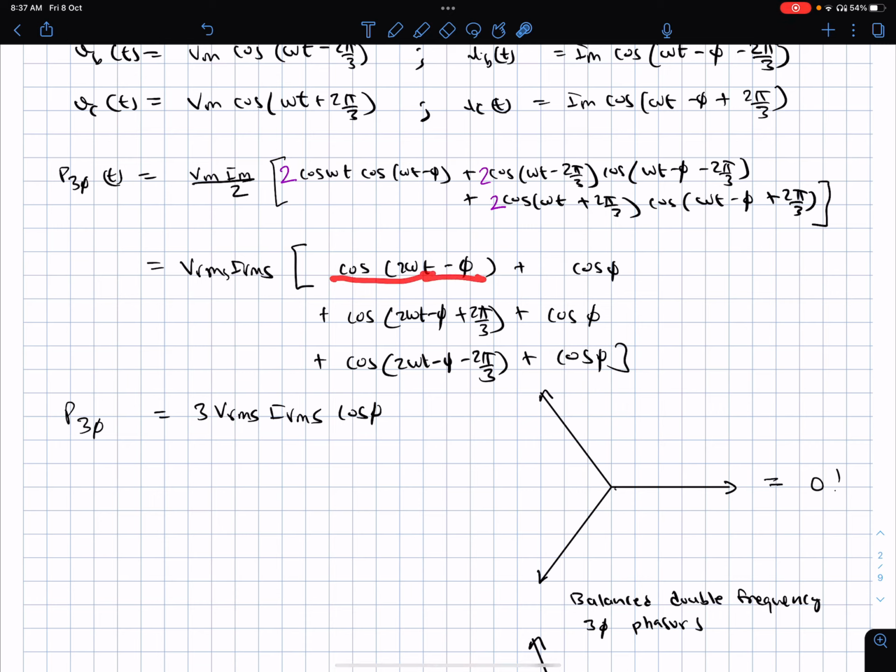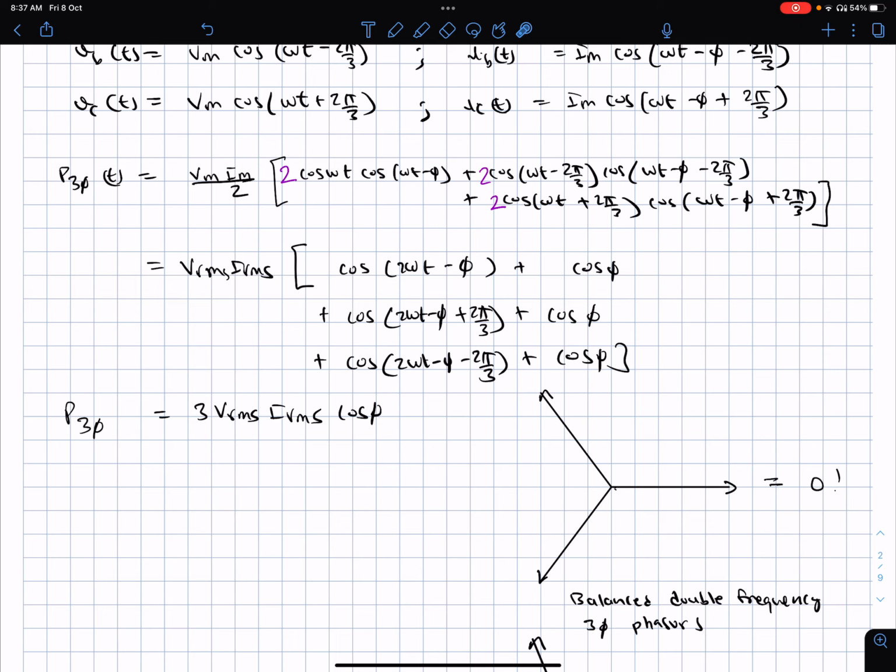So this term will have an amplitude of Vrms into Irms, because Vm by 2 can be written as Vrms Irms. So this phasor amplitude is Vrms Irms. Then the next phasor will be of the same amplitude but plus 2 pi by 3, and the third is of the same amplitude but lagging at minus 2 pi by 3.